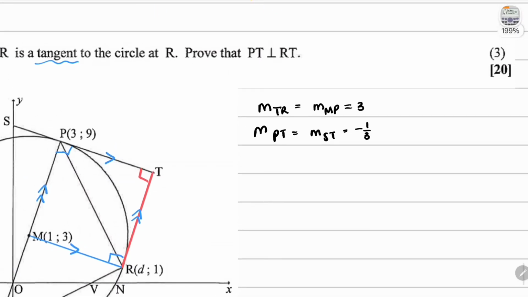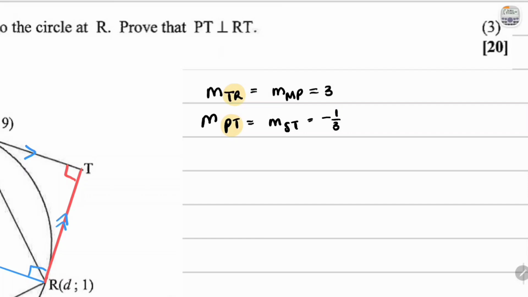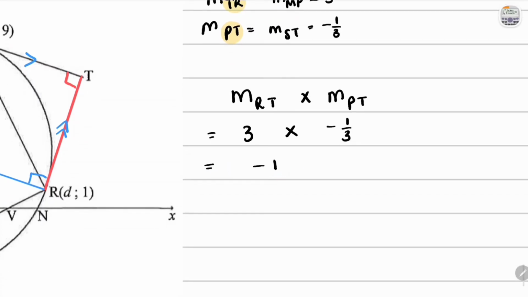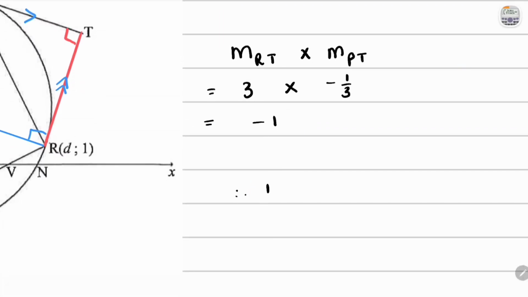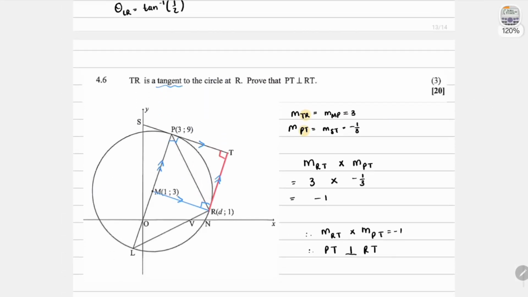And now, because we have the gradient of TR or RT and the gradient of PT, we can show that they are perpendicular. For lines to be perpendicular, when you multiply their gradients, you get negative 1. So the gradient of, let's call it RT, multiplied by the gradient of PT is equal to, so RT is 3 and PT is negative 1 over 3, and that is indeed equal to negative 1. So that therefore means that their gradients multiplied really do give us negative 1. So therefore, line PT is indeed perpendicular to line RT, and that is our answer.